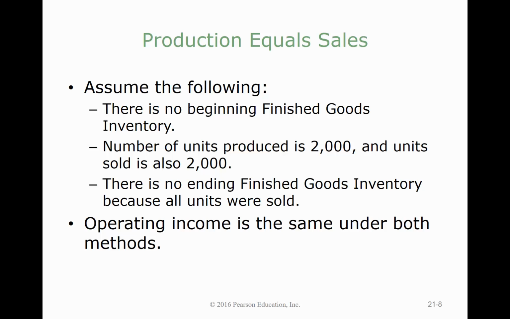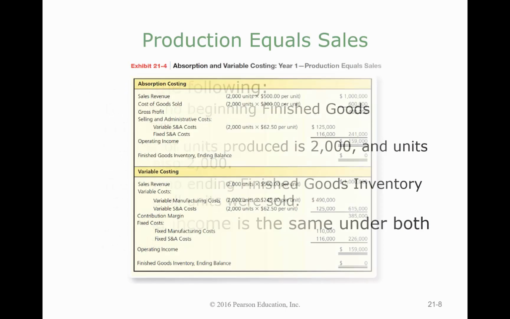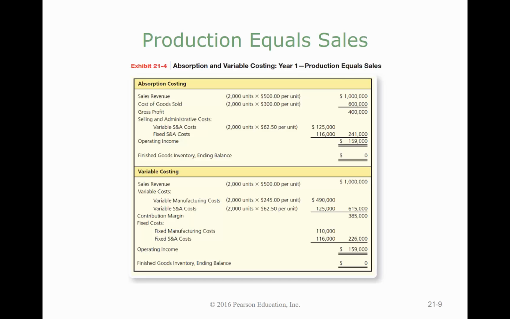But most can't, okay? So if that's the case, that what we produced equals what we sell, then our operating income will be the same under both methods. And so here we'll see an example of it. So we'll see that our sales revenue is $1 million minus our cost of goods sold, which was $300 per unit, gives us a gross profit of $400,000. Then we have our selling and admin costs, variable selling and admin, 2,000 units times $62.50 per unit, fixed is $116,000, gives us operating income of $159,000.